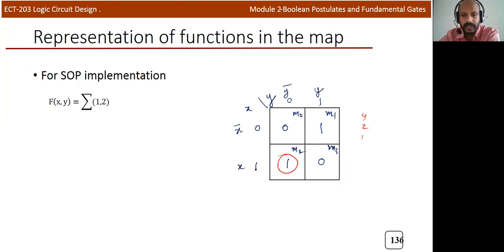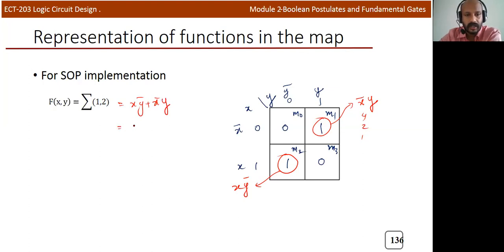So I will mark it as 1. And for this one, row wise, if you look at it, it's x, and column wise it's y bar. Now this is another group. To indicate this, I can put x bar row wise, column wise it's y. So finally you can write the result xy bar plus x bar y. This is the expression. For this particular expression, we know that this is an XOR gate, so we can write x XOR y. This is actually the XOR operation.